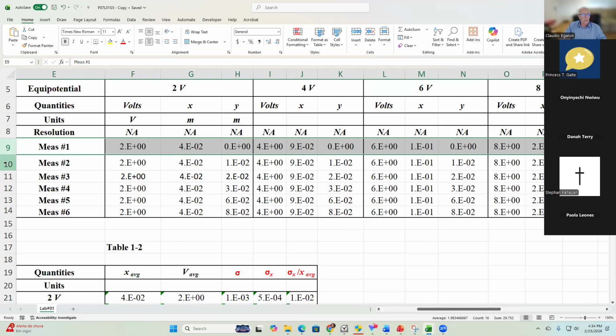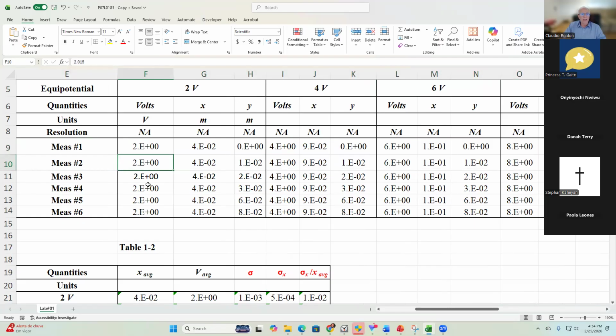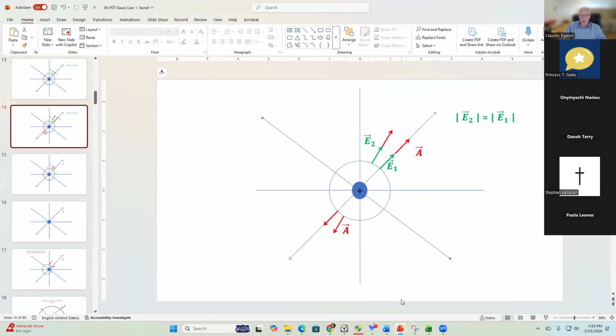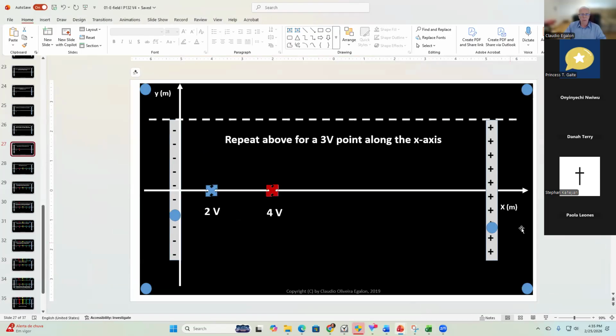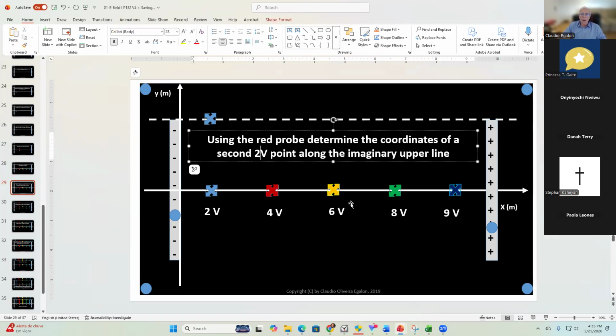And then what do you do next? You start all over again. Find another 2-volt point, the location of another 2-volt point. You know what I tell my students to do? You go 2, 4, 6, 8, 9, right? Using the red probe, determine the coordinates of a second 2-volt point along the imaginary upper line.